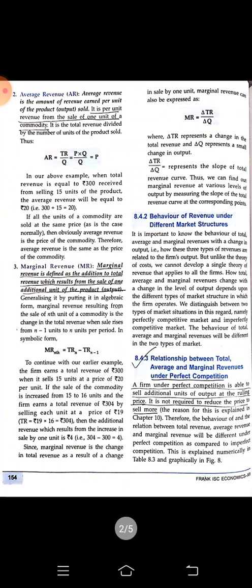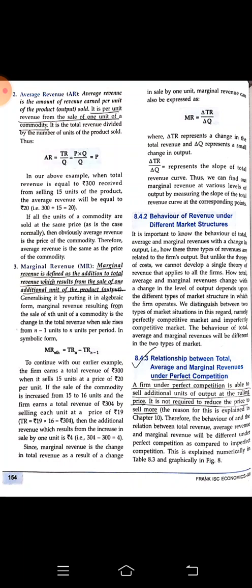What is average revenue? Often denoted as AR. Average revenue is the amount of revenue earned per unit of the product sold. So it is the per unit revenue from the sale of 1 unit of the commodity. So in other words, we can say that average revenue is equal to price of the commodity.